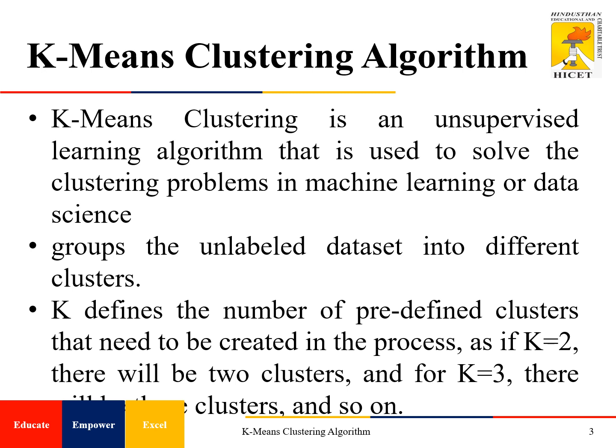So the K plays the major role in this algorithm. K is a predefined value. Before starting the algorithm, we should define the value for K. The K can be of any value. If K equal to 2, then the total number of clusters to be created is 2. And if we give K equal to 3, then the total number of clusters to be created is 3.